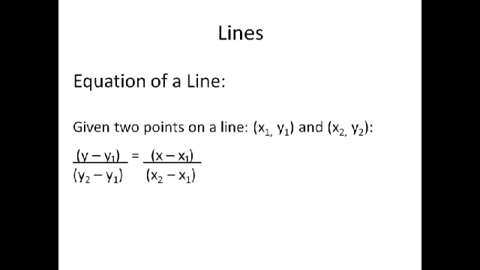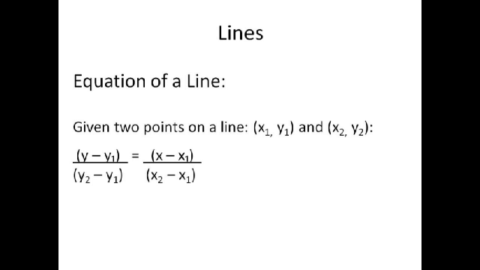Okay, the equation of a line. If you're given 2 points on a line, x1, y1, x2, y2, then (y minus y1) over (y2 minus y1) equals (x minus x1) over (x2 minus x1). There's no point doing an example of this really. As long as you sub it in, you will get the right answer, and you multiply it out and you'll get y equals mx plus c, but it's just a different way of doing it.